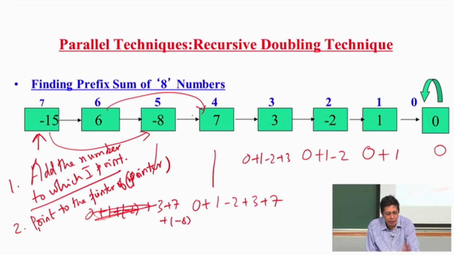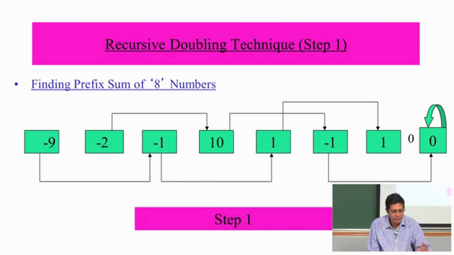Similarly, 6 is pointing to 5, so the content of 6 will be added to the content of 5 in parallel, because I have one processor for each. So in parallel I will add 6 to minus 8, and now the 6th pointer will be pointing to the 5th pointer, so 6 to 4, and so on. Are you able to follow? Yes or no? Okay, now you see, this is step 1.